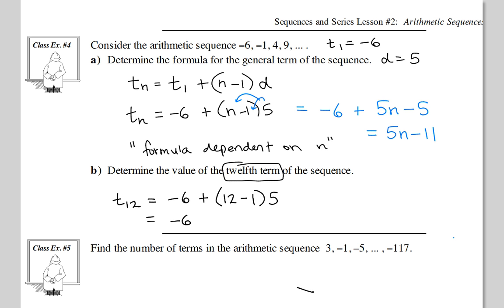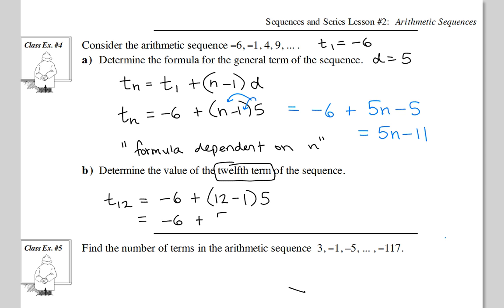So what's 12 minus 1? 11. 11 times 5, 55. 55 minus 6 is 49. And then of course this should work if you do the blue. If I was to use the blue, 5 times 12 minus 11, that's 60 minus 11, which is also 49. So whatever you want to do, I would stick with the black, and I wouldn't do the blue.